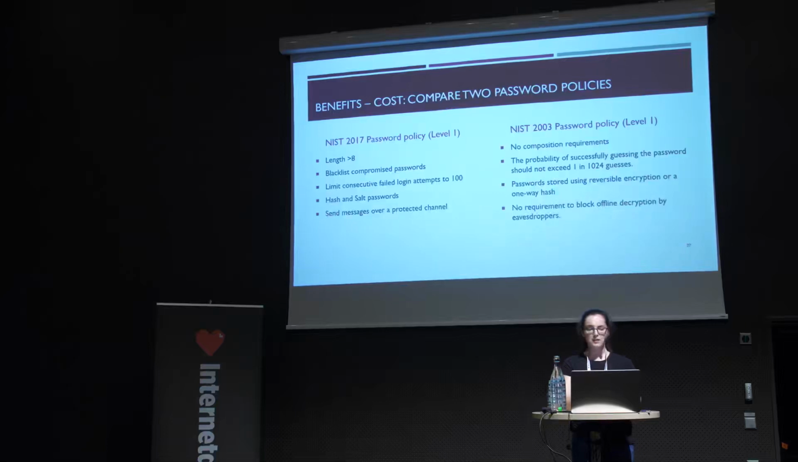So the NIST 2017 password policy, we're just looking at level 1, so this is the lowest level of authentication, and this is kind of our interpretation of some of it. Some of it says you can use this or this, and so for example, limit consecutive failed login attempts to 100. It could be any value less than 100, but we just took 100. So NIST 2017 says the length should be less than 8, blacklist compromised passwords, limit consecutive failed login attempts to 100, hash and salt passwords, and send messages over an encrypted channel.